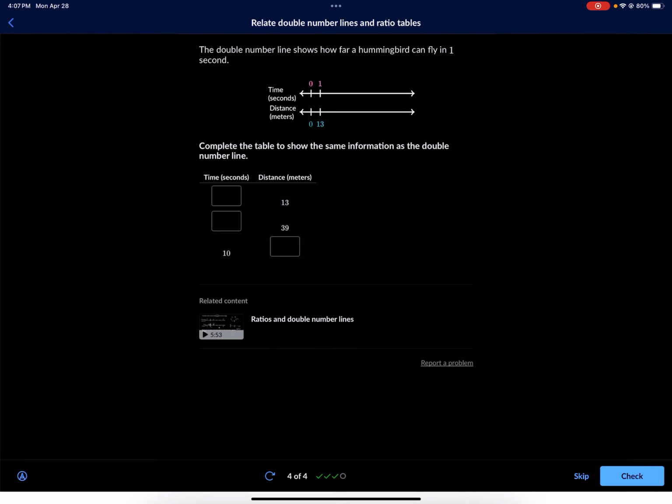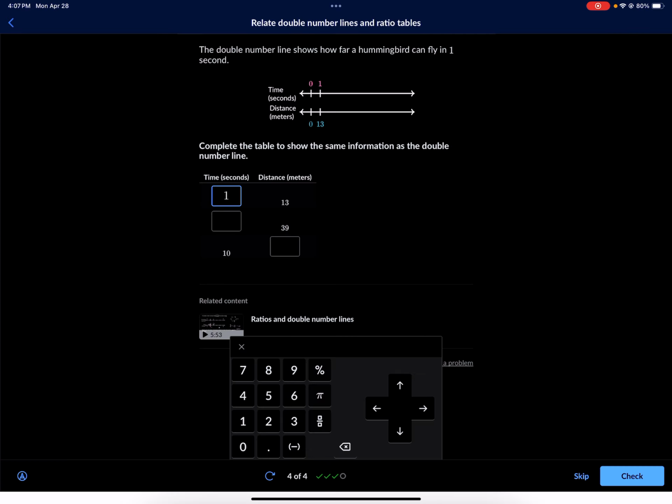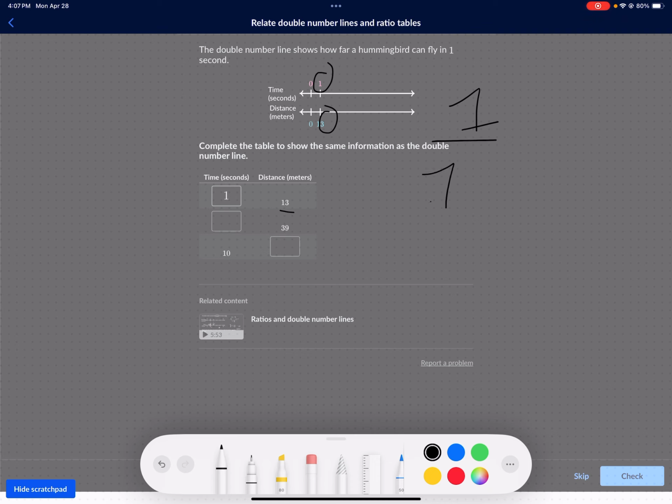The double number line shows how far a hummingbird can fly in 1 second. Complete the table to show the same information as the double number line. So we have distance 13, 13. Well, that's just given. We have 1, so we just have to put 1 here. And now that's our ratio. So we have 1 over 13. And now I want to find a number that gets to 39. So what number will that be?